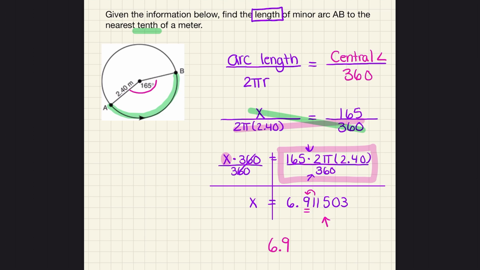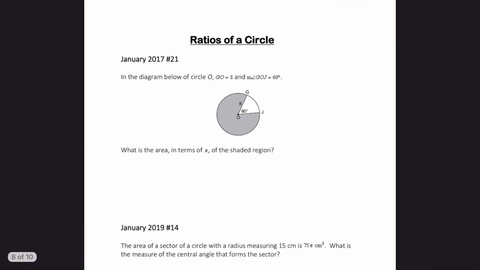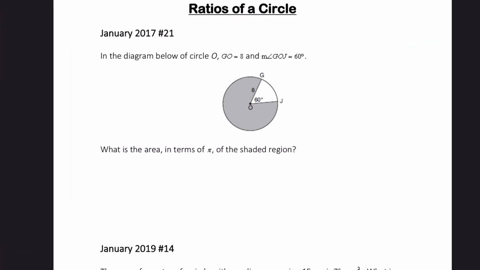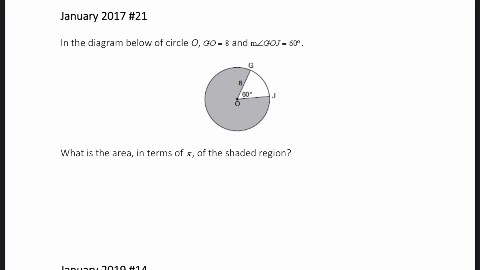Now I'm going to get into those sample questions that are attached in the worksheet. So I love the question we just did because it talks about arc length. A lot of questions when it comes to ratios in a circle talk about sector area. So you'll notice a lot of these upcoming questions are going to be pertaining to that. Excuse me. So let's start with this question from the January 2017 Regents.